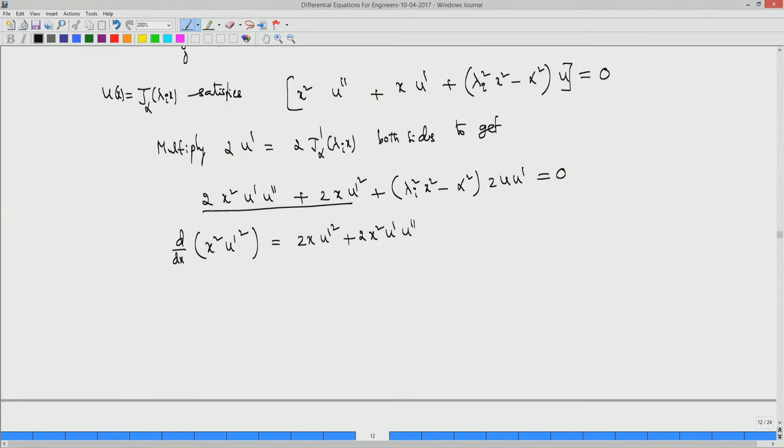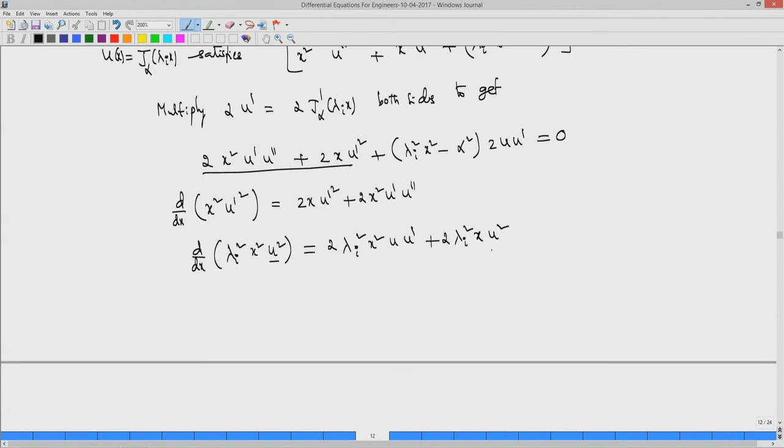The other part is d dx of lambda i square x square u square. What is this? This gives lambda i square x square times 2 u dash, if I differentiate u square. Now one more term is there: you differentiate x square in lambda i square x square, so you get 2 x u square. So this is what you need.